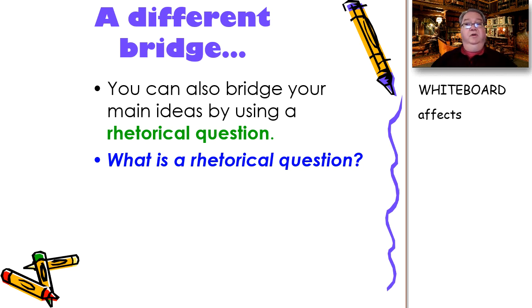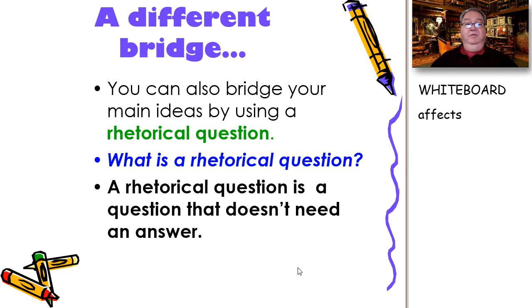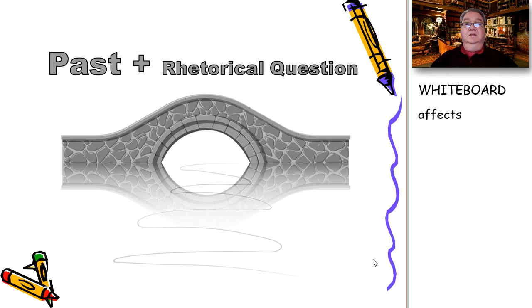The purpose of the rhetorical question is to get students to think for a moment, but they don't need to answer it. It just gives them a moment to pause and think, and then you continue your presentation. You may actually answer that question, you might not. Okay? So a rhetorical question is a question that doesn't need an answer. It's not expected. So, the second type of bridge here uses past tense plus a rhetorical question.